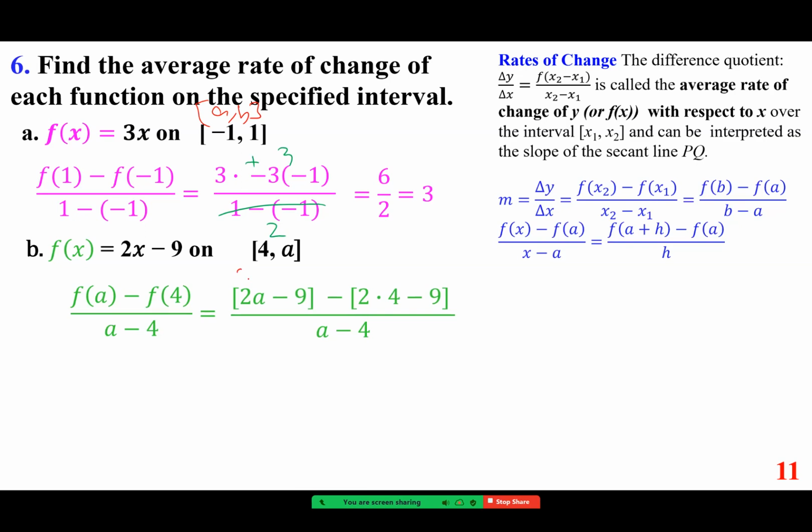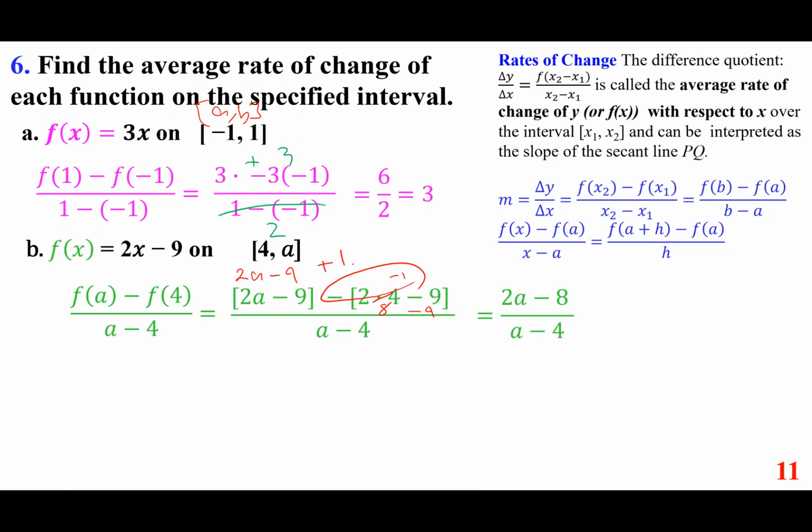All we have to do is simplify the numerator. So this is simply 2a minus 9. This is 8 minus 9, which makes it negative 1. And therefore, it makes it positive 1 because minus negative 1. And clearly, I can factor the 2 from the top to get 2 times a minus 4. And we can drop the common factor of 2. So the final answer is a minus 4 for this question.